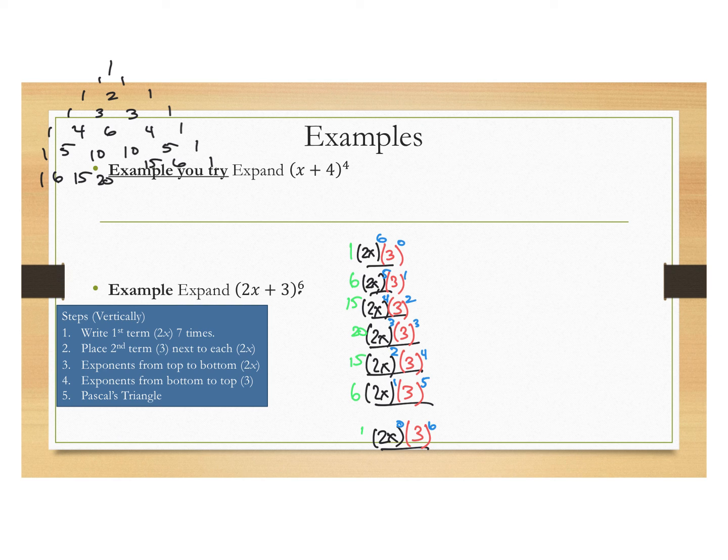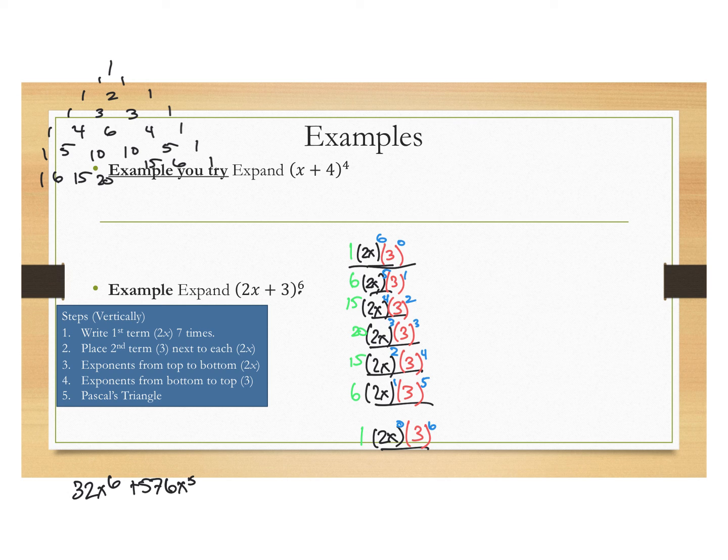So we know 2 to the 6th power times 3 to the 0 power for this guy here would be our 32x to the 6th. We know that 2 to the 5th power is 32 times 6 times 3 is 576, x to the 5th.